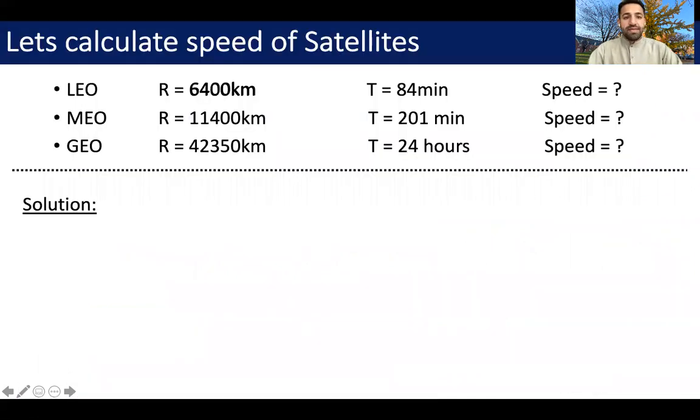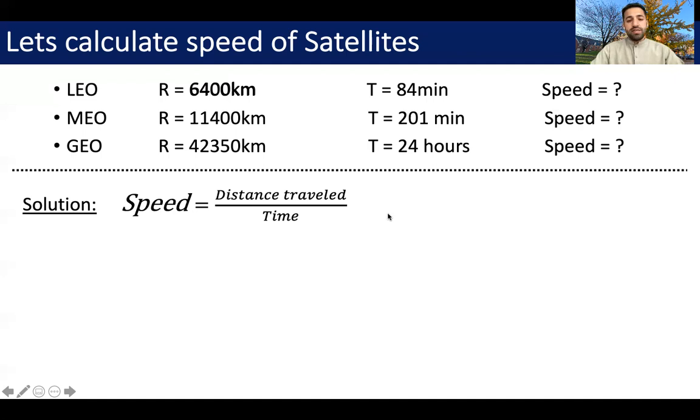Now let's do some maths here. In this slide, we will calculate the speed of our LEO satellites. We know that the radius of the LEO satellite orbit is 6,400 kilometers from the satellite to the center of Earth, and it takes 84 minutes for the satellite to complete one rotation around planet Earth. In order to calculate the speed, we know that speed equals the distance traveled by an object divided by the time it took for that object to travel that distance.